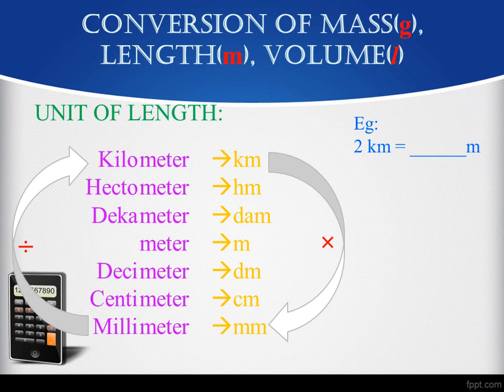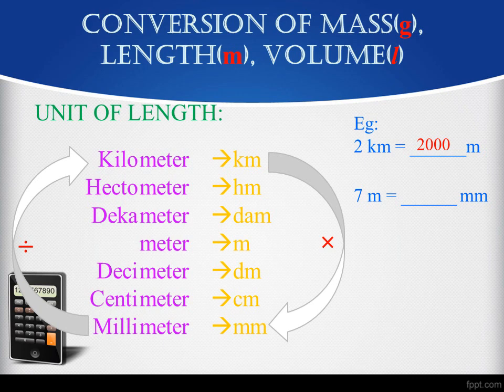How many intervals are there? 1, 2, 3. So 3 means 10 into 10 into 10 will get 1000. 2 into 1000 will get 2000. 7 meter equal to dash millimeter. Meter is the biggest unit and we want to convert it into the smallest unit, that is millimeter.